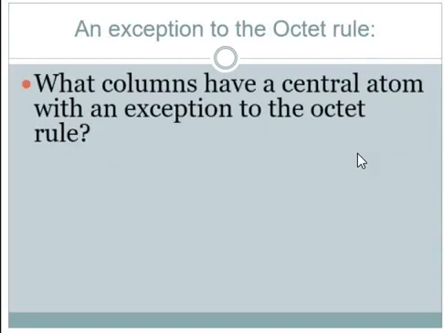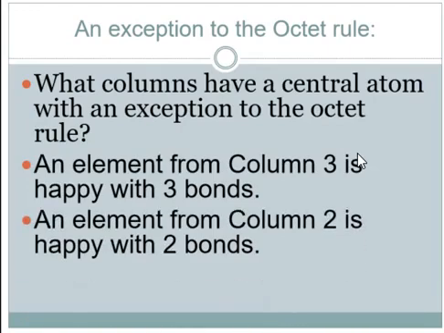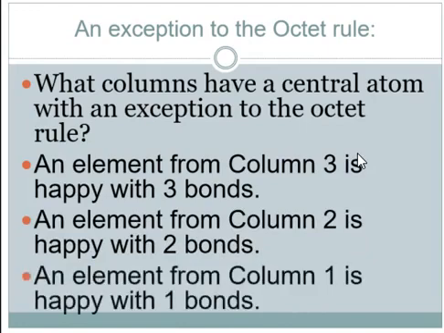So there are some exceptions to the octet rule. The columns 1, 2, and 3 are happy without having 8 electrons. So elements from column 3 are happy with 3 bonds, elements from column 2 are happy with 2 bonds, and elements from column 1 are happy with 1 bond. So that means that elements in columns 1, 2, or 3 don't actually have to meet the octet rule.